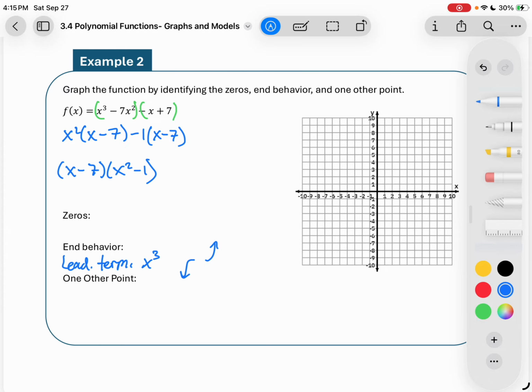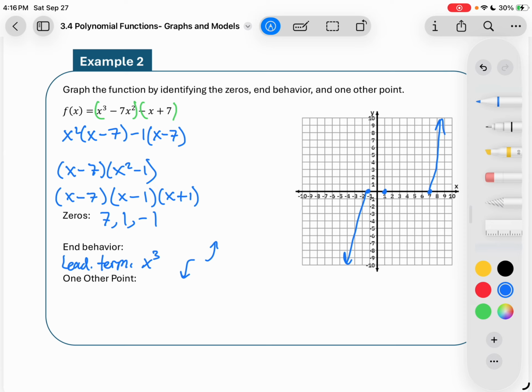And then this can go further. X squared minus 1 is quadratic, so I want to see if I can get it all the way to linear terms. And that's a difference of squares right there. So x squared minus 1 would factor to x minus 1 times x plus 1. So therefore, our zeros are at 7, positive 1, and negative 1. So let's go ahead and see what this is starting to look like. Negative 1, positive 7. And then we know our end behavior is looking like this.